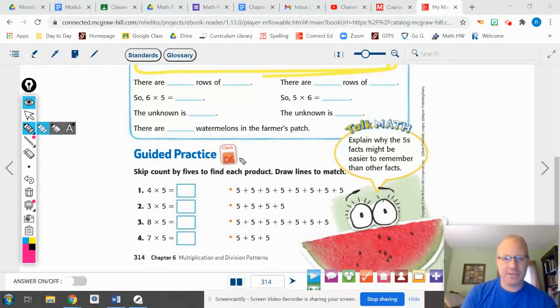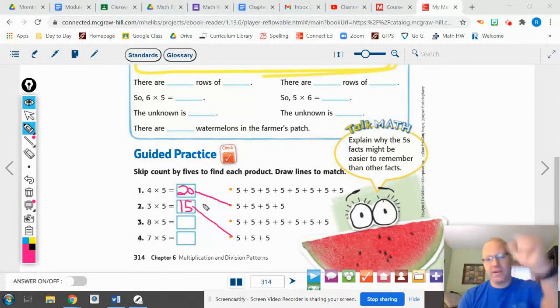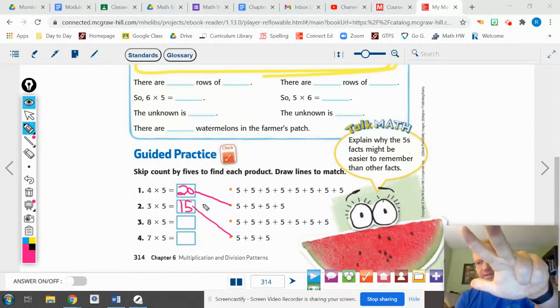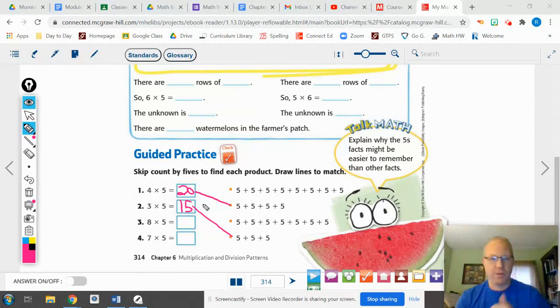Draw lines to match. So we have 4 times 5, which is 4 5's. 4 5's is the second one. Draw a line to match and write the answer. 5 plus 5 plus 5 plus 5, or 4 times 5 is 20. 3 times 5 is 3 5's. Draw the line to match. 5, 10, 15. Use your hand as well. 5, 10, 15. So you can see that you did 3.